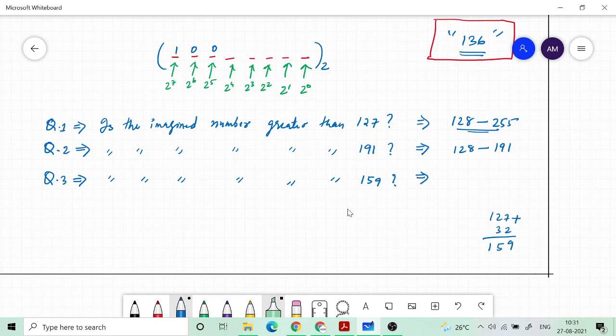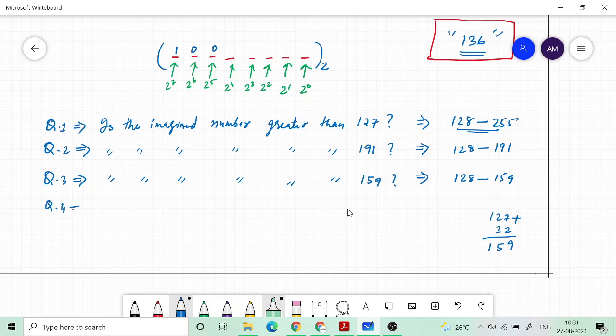Okay, so now we have restricted our range to from 128 to 159. It is one of these 32 possibilities, so we just need to figure out which of that 32. So we require 5 more questions to do that.